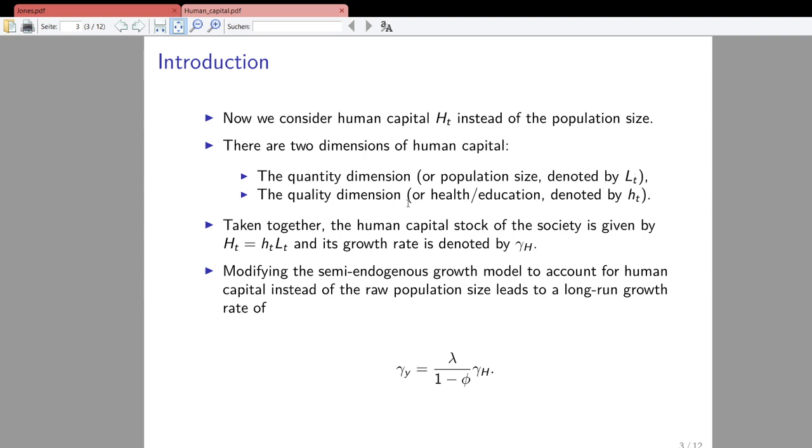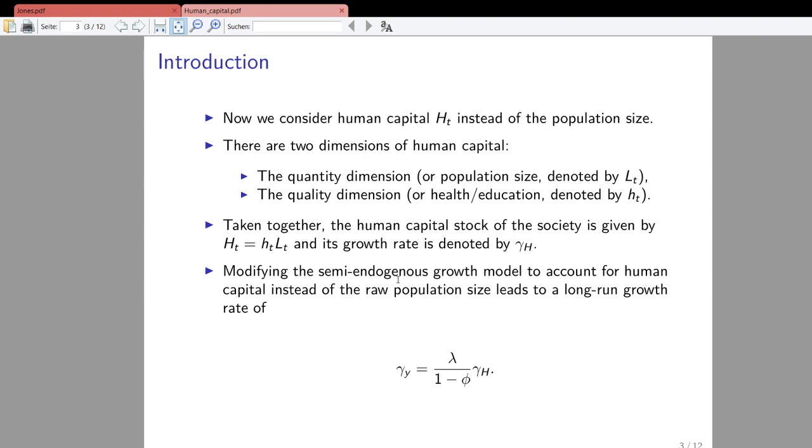But there is also the quality dimension. This could consist of health, education, and so on and so forth. That's the human capital. And individual human capital is denoted by lowercase h sub t. Now, aggregate human capital is, by definition, the product of individual human capital with the number of people in the economy. And its growth rate is denoted by gamma sub h in the following.